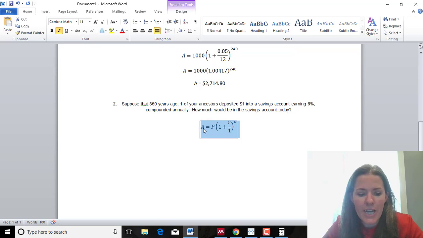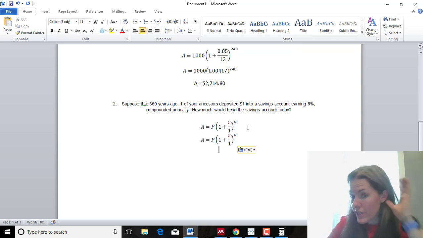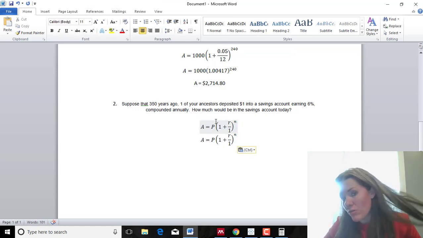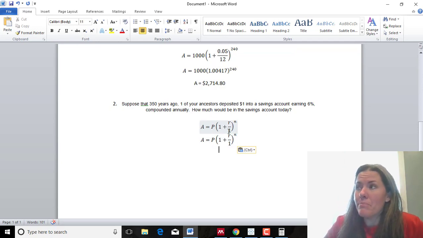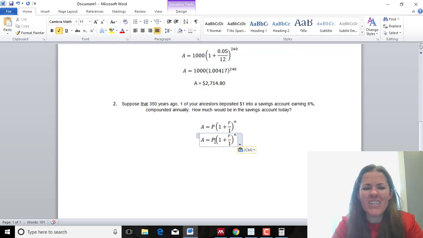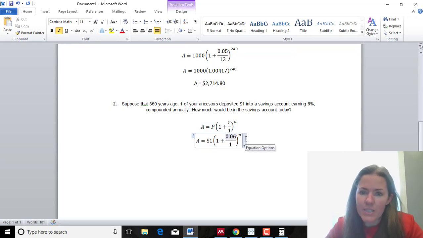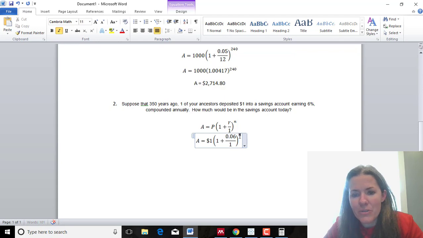And sometimes you'll see these compounded quarterly. Quarterly, that bottom number changes to 4 because there's 4 quarters in a year. You might see biannually. That would be twice. So you got to be careful there too. So let's just see for fun. They put in $1. Your ancestor was so generous. They put in $1 and 6% interest. I guess back in the olden days, interest was high.